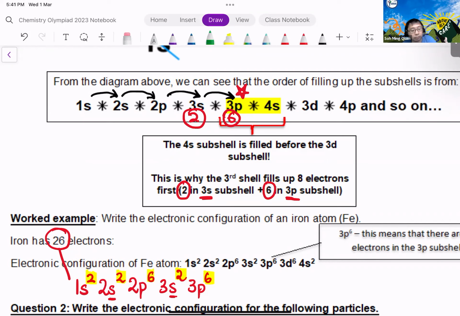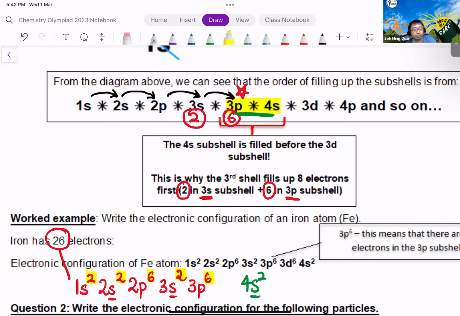How to write? So you must know this property. 3p finished already, the next is not 3d, it's 4s. You notice Mr. So has left a spacing in between. I know I must leave a spacing in between because I need to write 3d later on. So I leave a space. Even though I fill 4s first, I must still leave a spacing to write 3d later. So 4s, s again is 2 electrons.